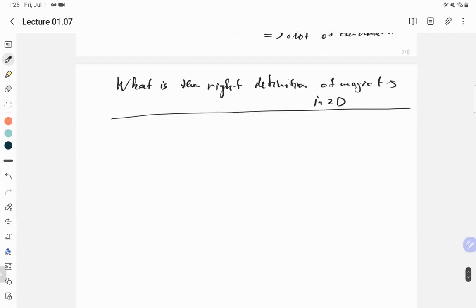So one possible approach is to add more vanishing on the Fourier side. And that's the way the 1D case worked.